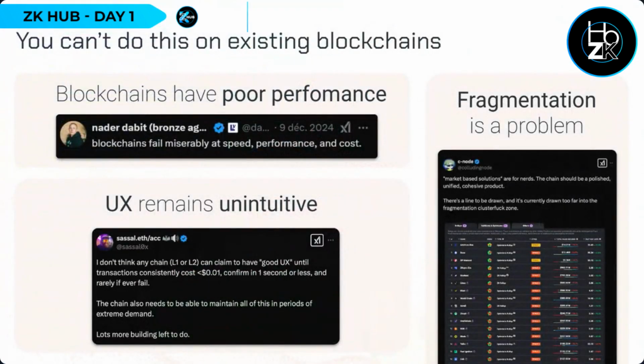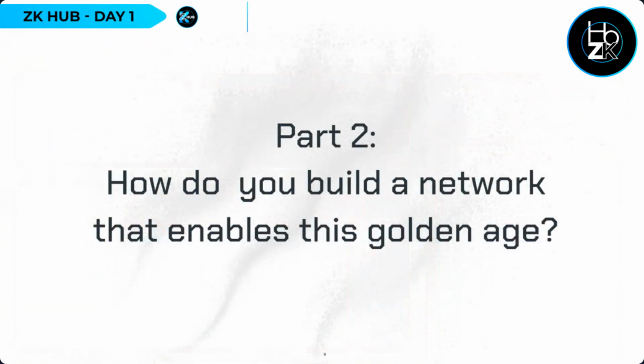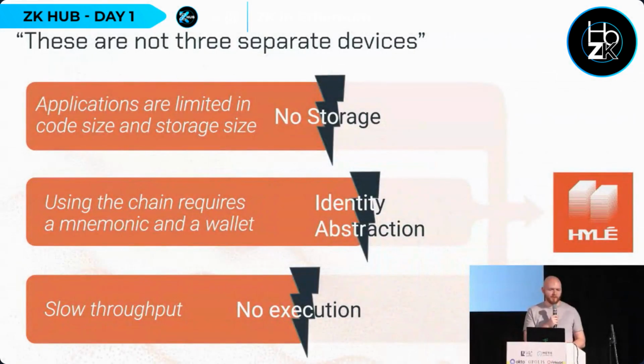I'm not going to say anything new here. Fragmentation, poor performance, unintuitive UX, you all know the troubles we have here. So the question is, how do you build a network that enables this golden age that's coming? And the basic idea is that we need an iPhone moment. There are three main problems that we see and three big solutions to those problems.